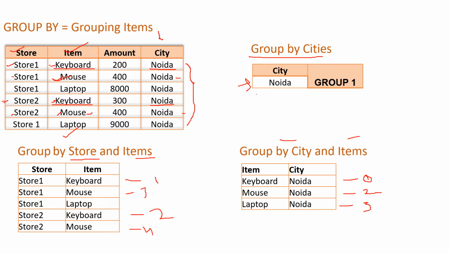Now take a close look at the item laptop. You can see laptop is sold in store 1 and another laptop is sold in store 1. In this case, store 1 and the item are the same, so it creates a single group. So store 1 is grouped into store 1, and laptop will group into a laptop. So these values create a single group.